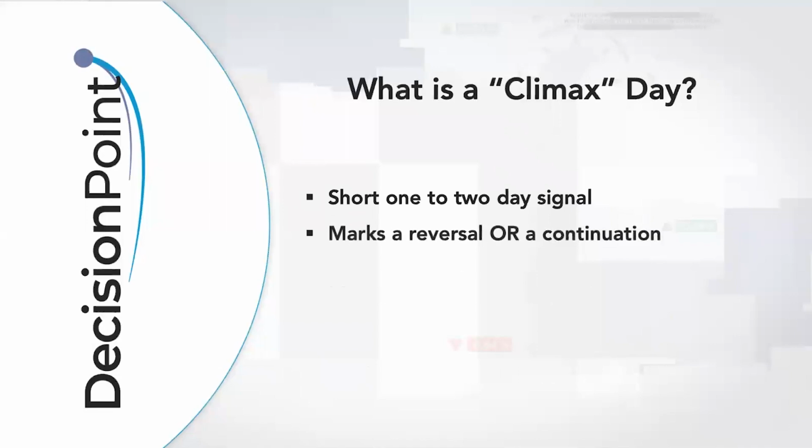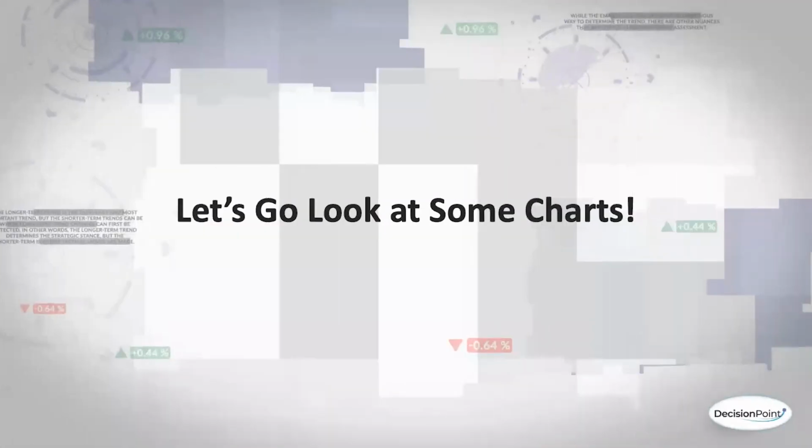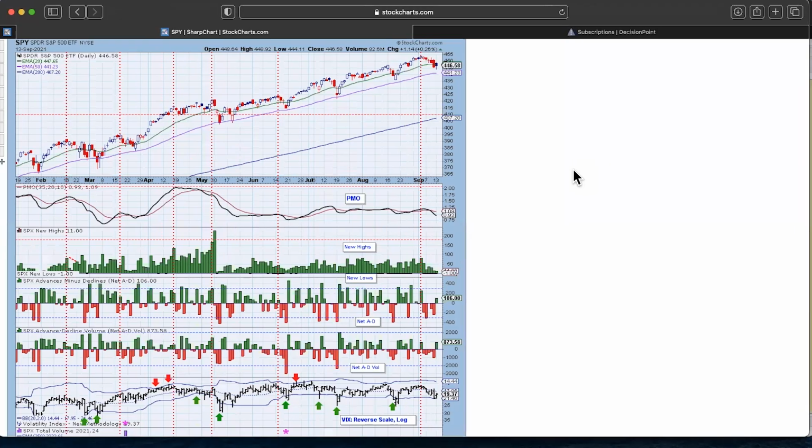So we have to determine, is it going to be a reversal or a continuation when we do get a climax day? And again, I'll discuss that a little bit more. We look at initiation climaxes, like I said, so that's the beginning of a move, or we're looking at exhaustion climaxes, something that's finishing off a move. We get that climax, and then we're going to see a reversal instead of a continuation. So let's go ahead and look at some charts, and I will get into what I'm talking about right now.